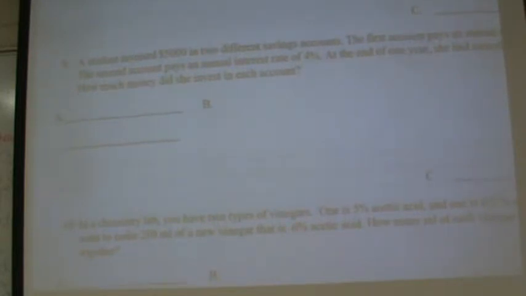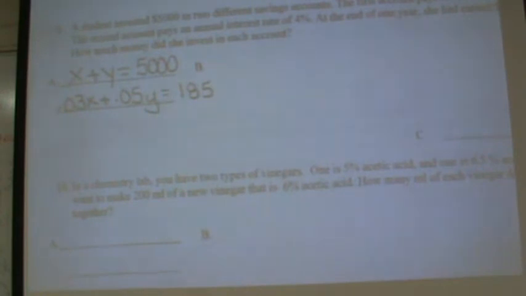A student is investing 5,000 in 2 different accounts. One account pays 3%, the other one is 4%. At the end of the year, she earns 185 in interest. What would be the 2 equations? x plus y equals 5,000. Mm-hmm. 3x plus 4y equals 185. Good job. Is it 4%? It's 4%, yeah. Did I mess up? Oh, 5, okay, and I have no eraser.